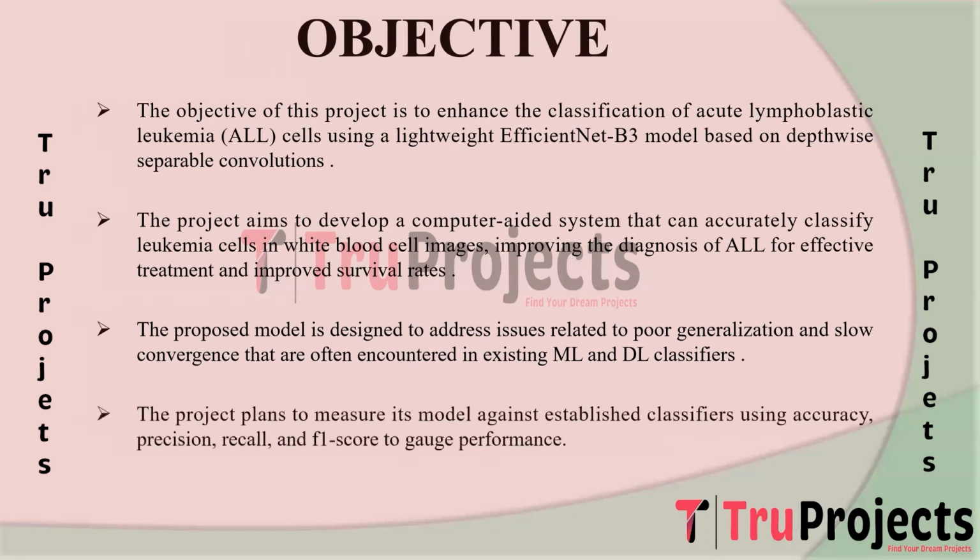To validate the effectiveness of the proposed model, the project plans to conduct a comprehensive evaluation. This evaluation involves comparing the performance of the developed model against established classifiers. Metrics such as accuracy, precision, recall, and F1 score will be utilized. These metrics help gauge different aspects of the model's performance, from overall correctness, accuracy, to trade-offs between precision, exactness, and recall, completeness of the model's predictions, providing a comprehensive assessment of its capabilities.